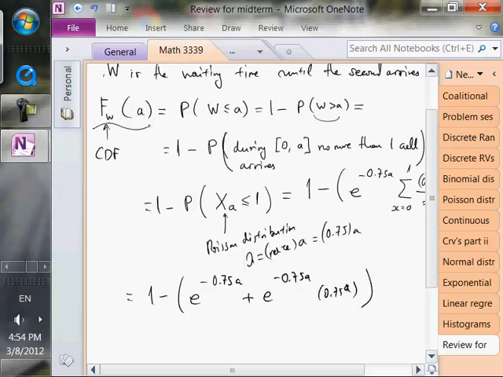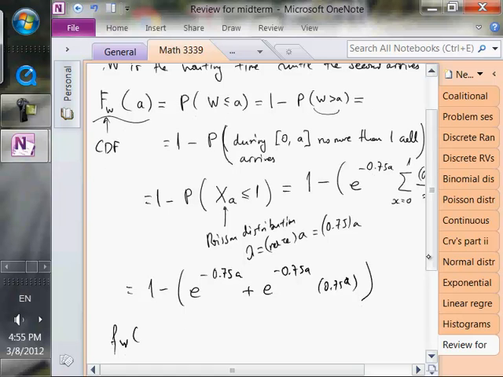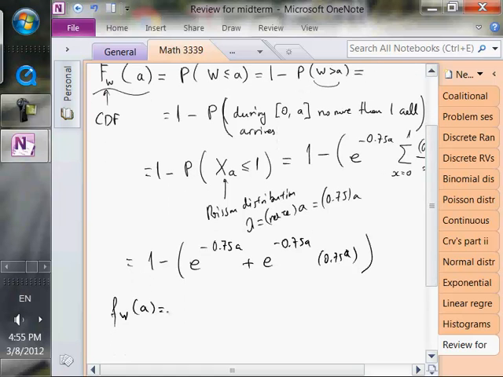So now that I have the CDF of W, and W is a continuous random variable, how do I find the density of W? Well, I differentiate the CDF. So the density of W at a particular point A will be the derivative of the CDF at A. So let's differentiate this thing at A. Well, 1 will just go away. We have negative e to the negative 0.75 times A, derivative with respect to A.